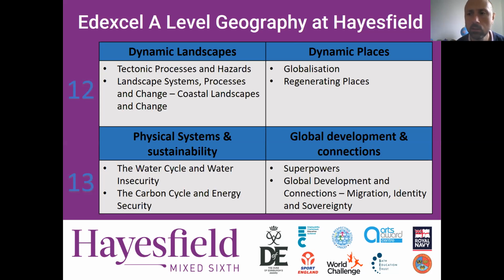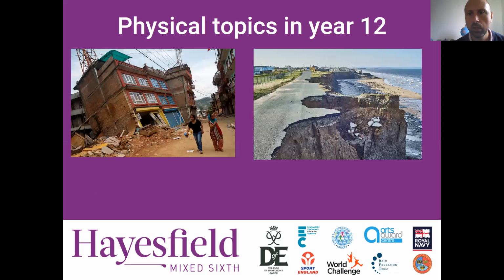And then finally, the human topics that we look at in Year 13 are superpowers. So looking at things like the idea of the US as the one true global superpower, but also how it's maybe being increasingly challenged by the rise of China and other resurgent superpowers. And then the other one that we look at is migration, identity and sovereignty, really relevant and important topics, particularly at the moment. So that's a sort of brief overview.